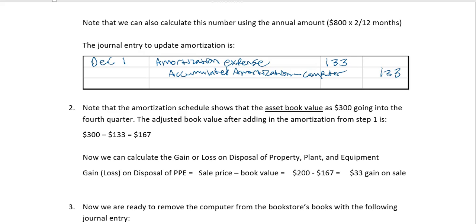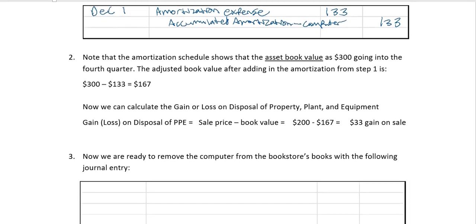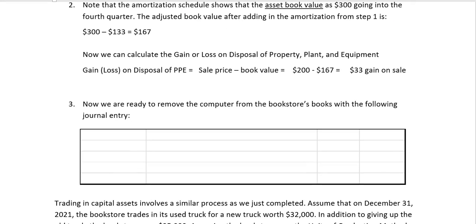Now we can calculate the gain or loss on disposal of PP&E. So how do we do that? We go sale minus book value. So sale price was 200. Book value is 167. Therefore, we have a $33 gain on sale. And step 3, we're going to go ahead and make our journal entry. So follow your steps.